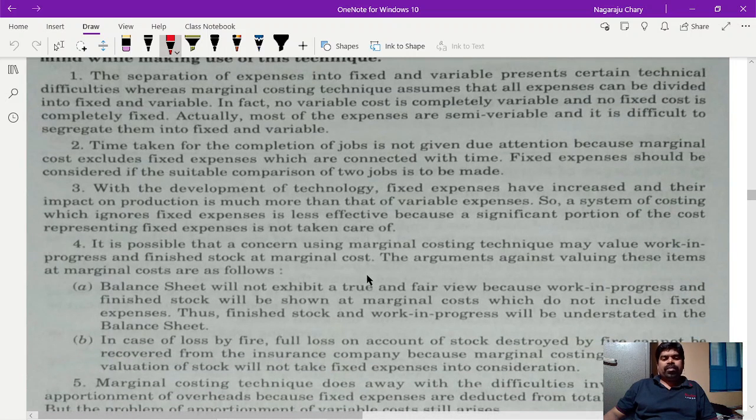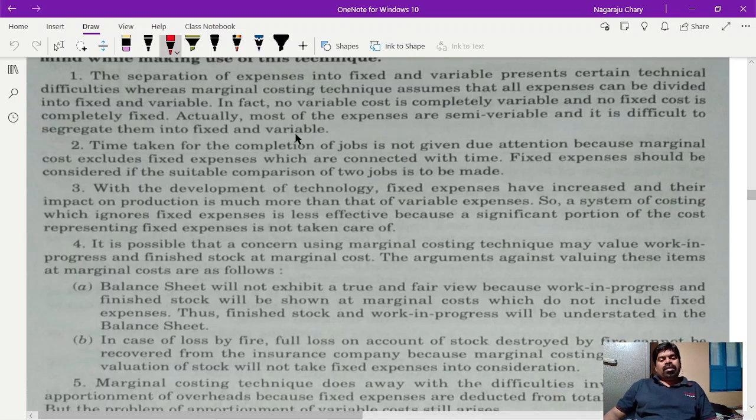The separation of expenses into fixed and variable presents certain technical difficulties, whereas the marginal costing technique assumes that all expenses can be divided into fixed and variable. In fact, no variable cost is completely variable and no fixed cost is completely fixed. Actually, most of the expenses are semi-variable and it is difficult to segregate them into fixed and variable.